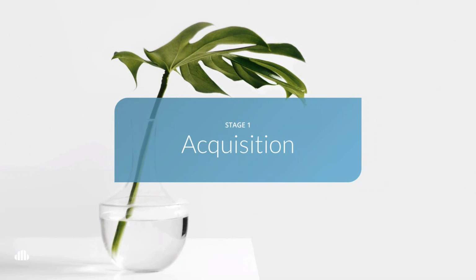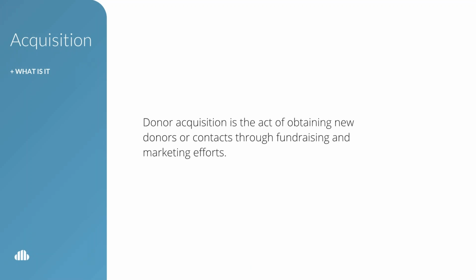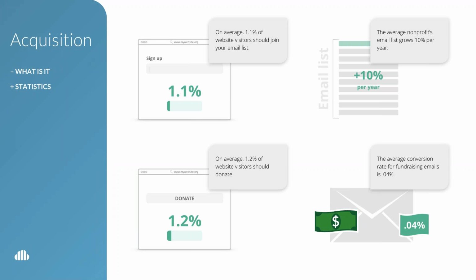And so now we're going to dive right into talking about the 3 main areas of the donor lifecycle and starting to review some of those and some specifics about those. So acquisition. So what exactly is acquisition? We define donor acquisition as the act of obtaining new donors or contacts through fundraising and marketing efforts. So really it is going out and adding new contacts or new constituents, whether they've given yet or not, to your database. And so a couple key metrics that are interesting about donor acquisition.